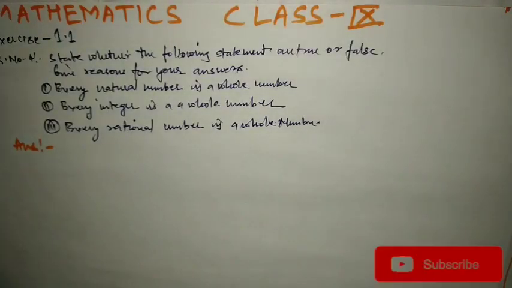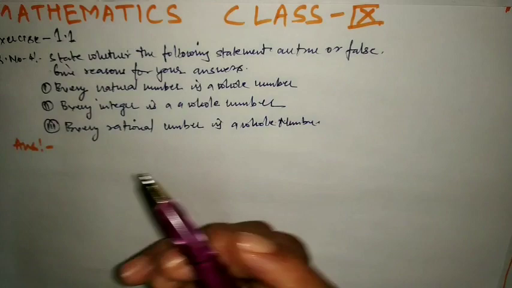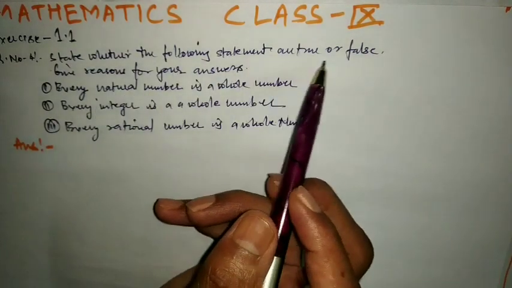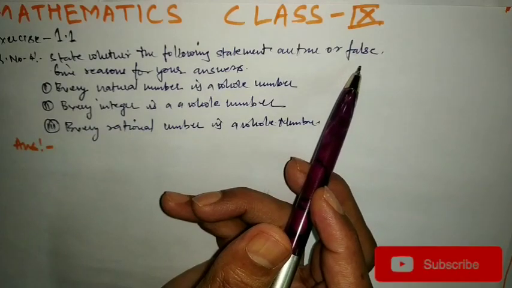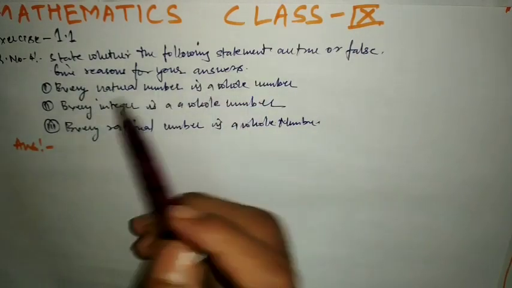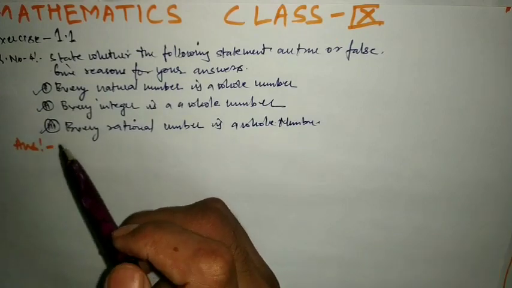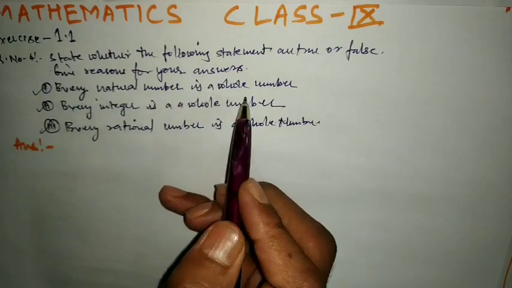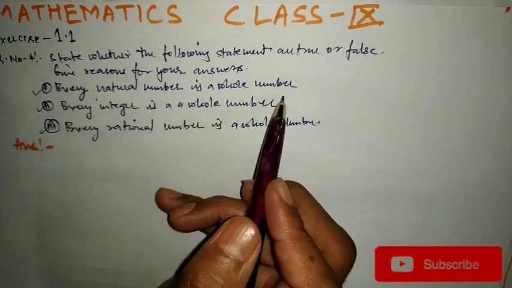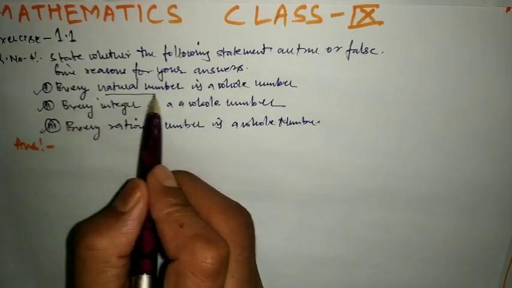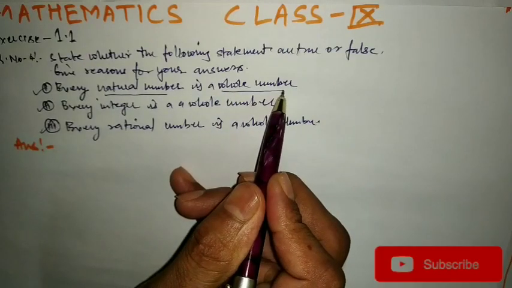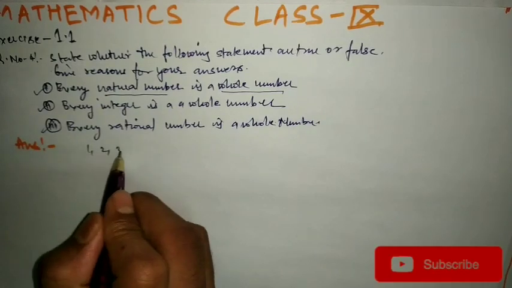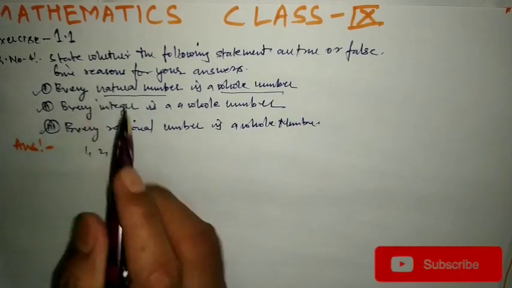Now we will go to the fourth question. So what is the fourth question? See what is given to you. State whether the following statements are true or false. Okay, we have to state whether the given statements are true or false. So first: every natural number is a whole number. सारे के सारे natural number whole number हैं. Yes, 1 is a whole number, 2 is a whole number, 3 is a whole number. Okay, so it is true.